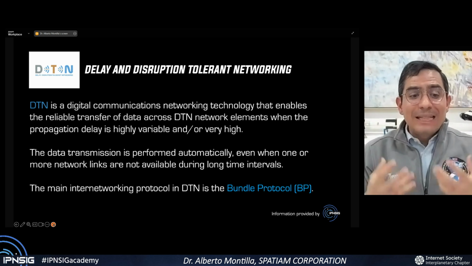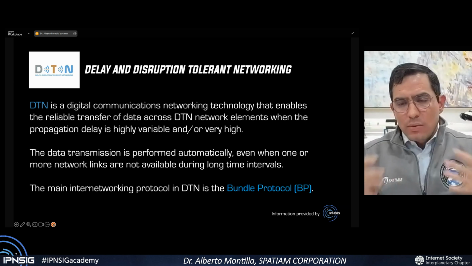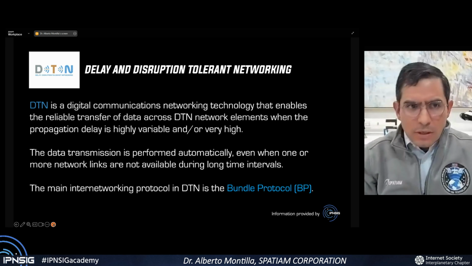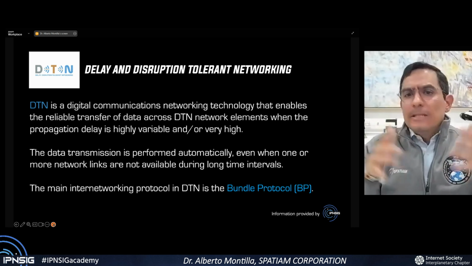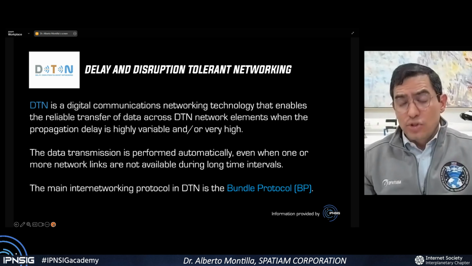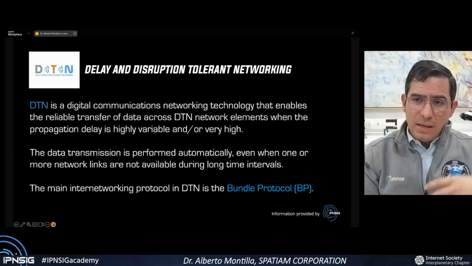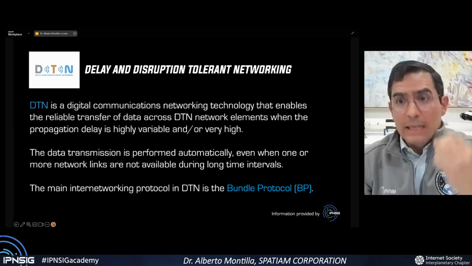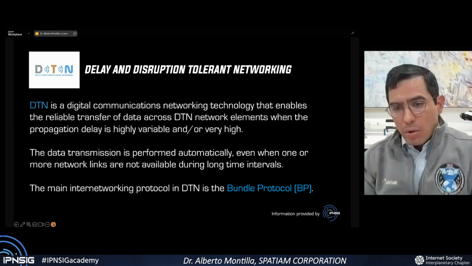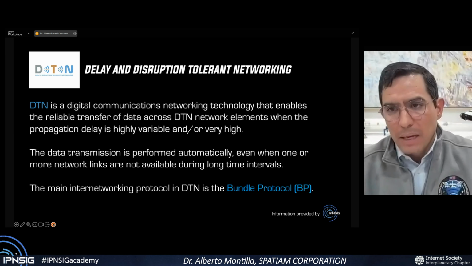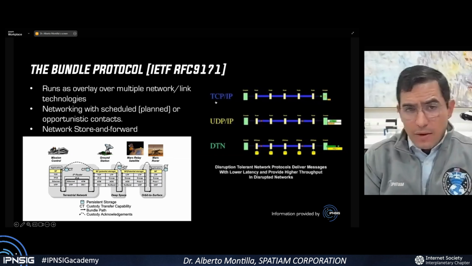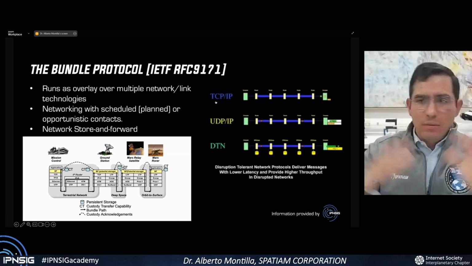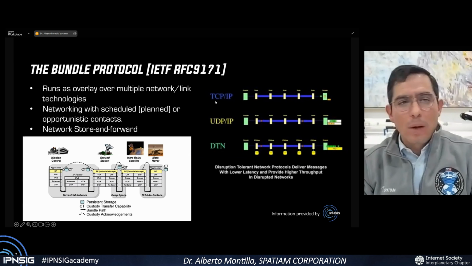When we talk about TCP/IP, we talk about a TCP/IP stack, a bunch of protocols. Here it is not that different. DTN is an architecture, so it has a set of protocol stacks. However, in the same way as IP is the main internetworking protocol for TCP/IP networks, in the case of DTN the main internetworking protocol is called the bundle protocol, BP. And bundle protocol is now an RFC of the Internet Engineering Task Force, IETF. This is RFC 9171, available for anyone to access and read on the IETF website.